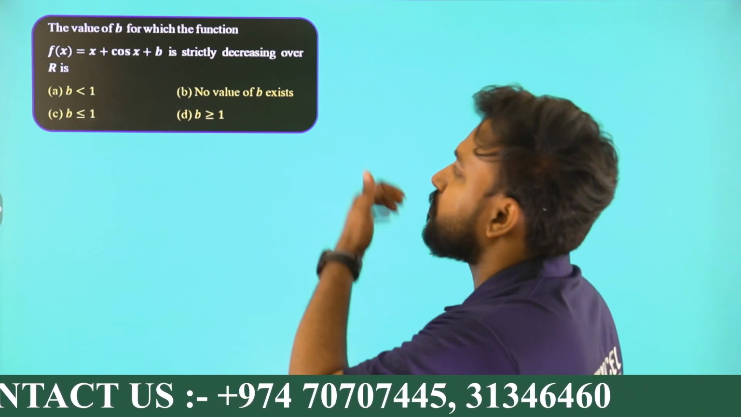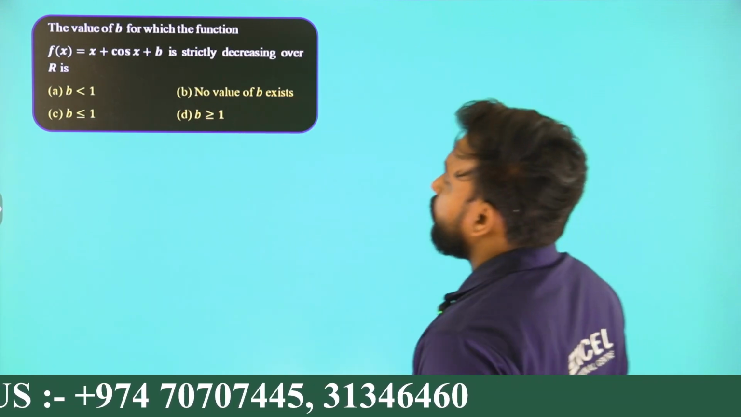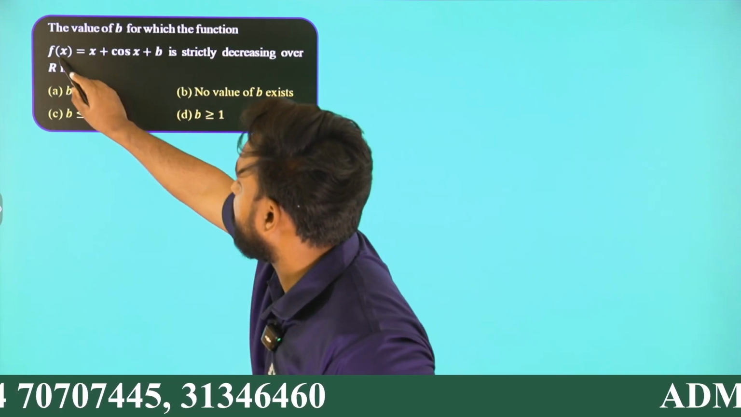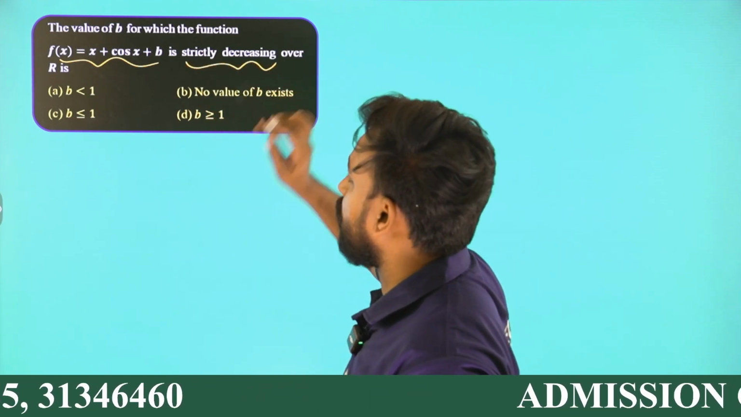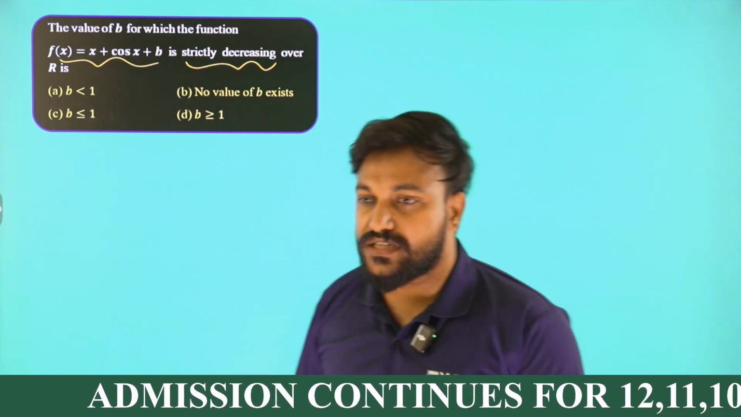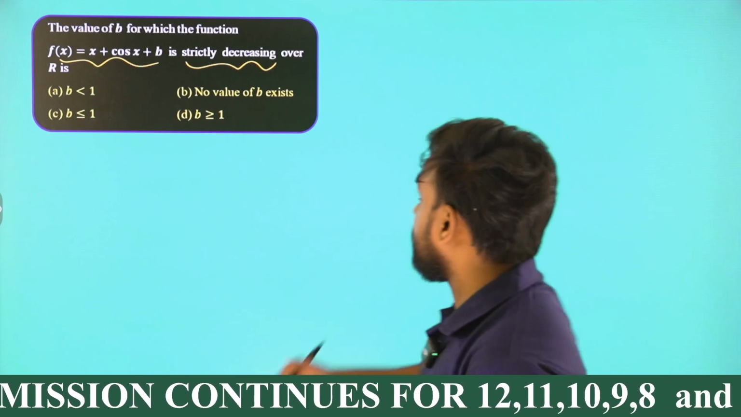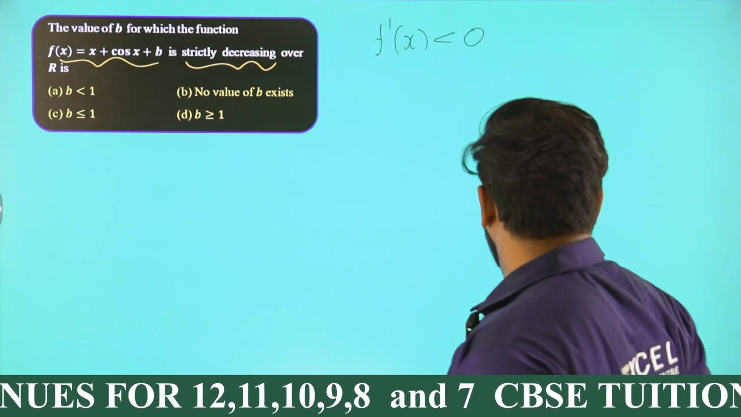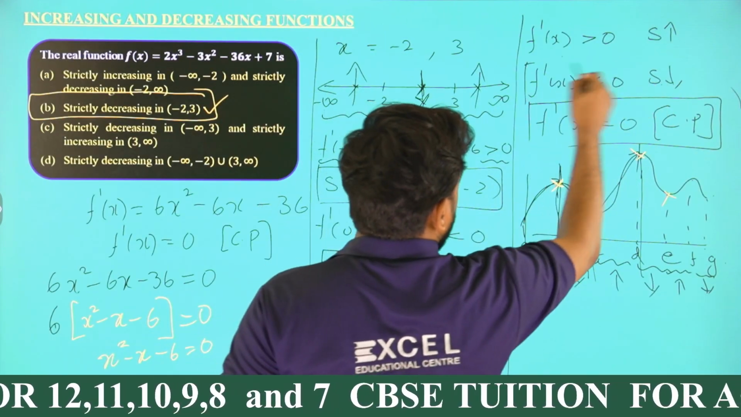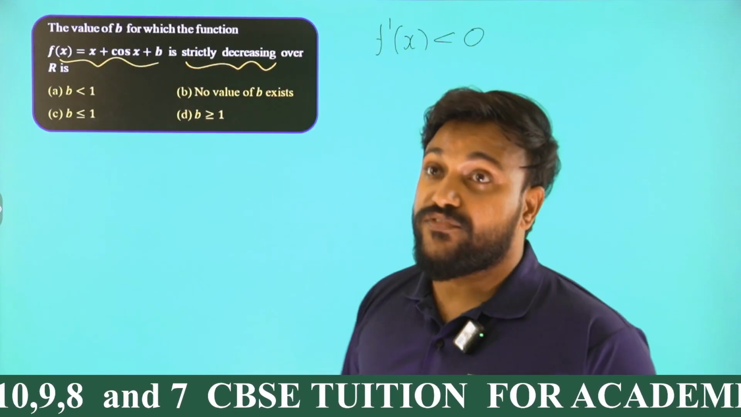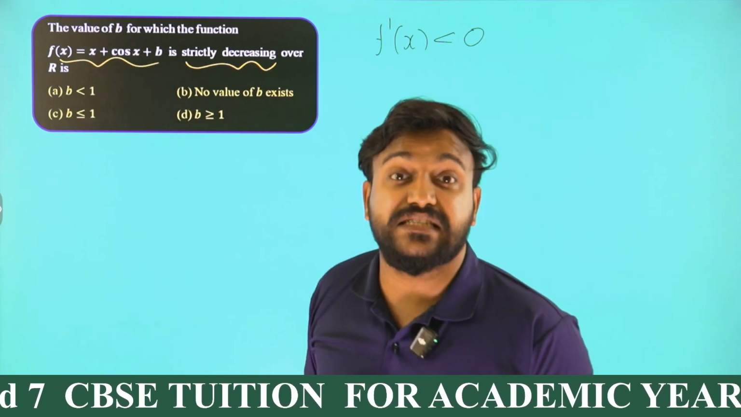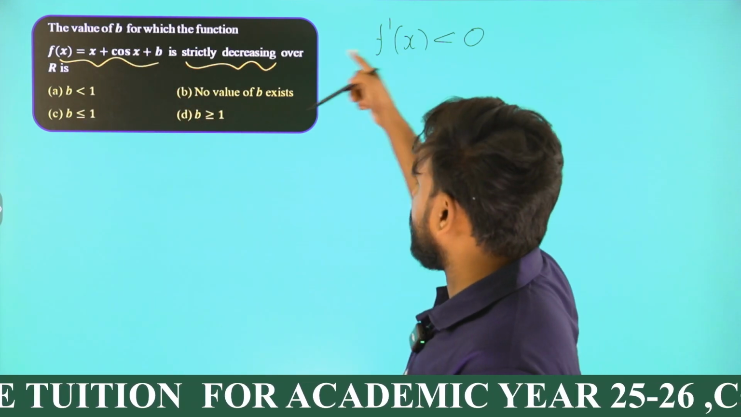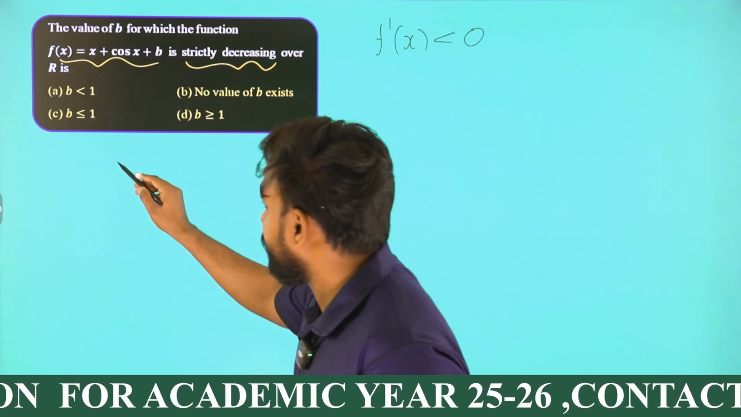So what is the difference between the questions? Just listen. The value of b for which the function, they have given a function here, is strictly decreasing over R. So they asked for at what value of x this function is strictly decreasing. That means they asked for what value of x, f dash of x is less than 0. You know that it is strictly decreasing when f dash of x is less than 0. So they ask for what value of x the derivative of this function is less than 0. So we can find the derivative, right?